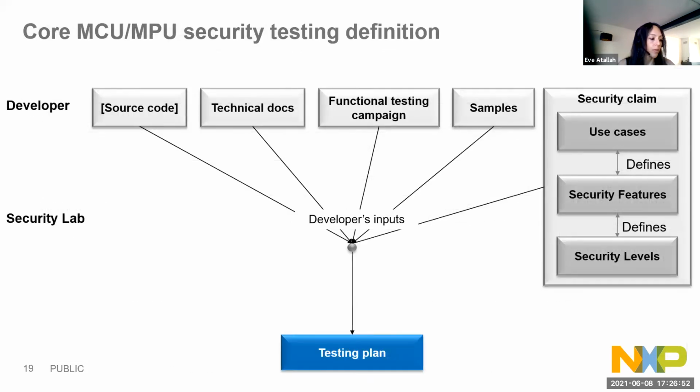This last slide is just to represent the details we've just seen about the security claim aspects impacting the security testing plan. The use cases allow defining the security features, or reversely, and the security features allow defining the security levels. Again, it could be reversely.